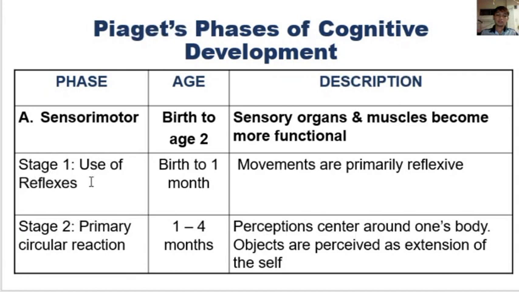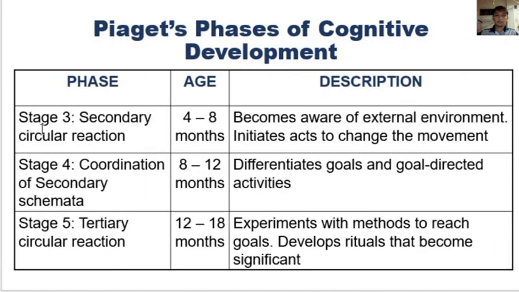Substage 1, the use of reflexes, starts from birth to 1 month. Movements are primarily reflexive. Substage 2, primary circular reaction, at the age of 1 to 4 months. Perception centers around one's body. Objects are perceived as extensions of the self. At substage 3 of this sensorimotor stage, we have secondary circular reaction. At 4 to 8 months, children become more aware of the external environment. They initiate acts to change the movement.